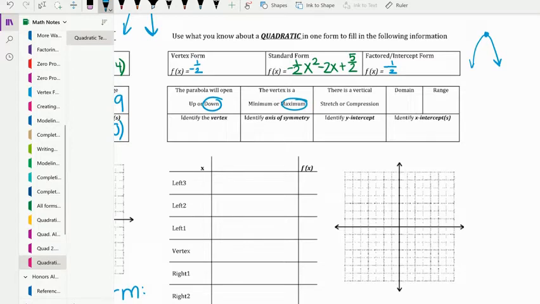There is a vertical stretch or compression. It will actually be a compression because it's 1/2. Domain is a freebie. It's always all real numbers. And then we don't know the vertex yet. The axis of symmetry, we do not know yet. The y-intercept, we can easily see it's (0, 5/2), or we can say (0, 2.5).